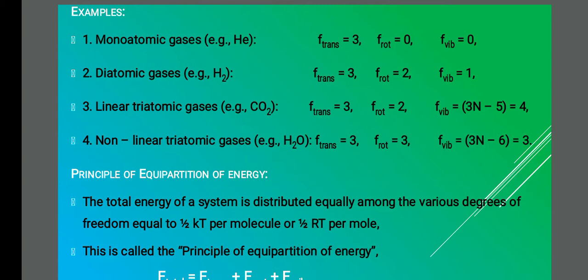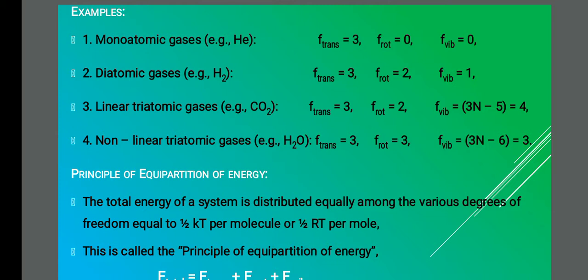And coming to F vibrational, since it is a linear molecule, the formula is 3n minus 5. Can you understand me? What is the vibrational formula for a linear molecule? It is 3n minus 5. How many atoms are there? There are 3 atoms. So 3 into 3, n is equal to 3. 3 atoms are there, right? So n is equal to 3. So 3 into 3 is nothing but 9. 9 minus 5. F vibration is equal to 4 for a linear triatomic gas.